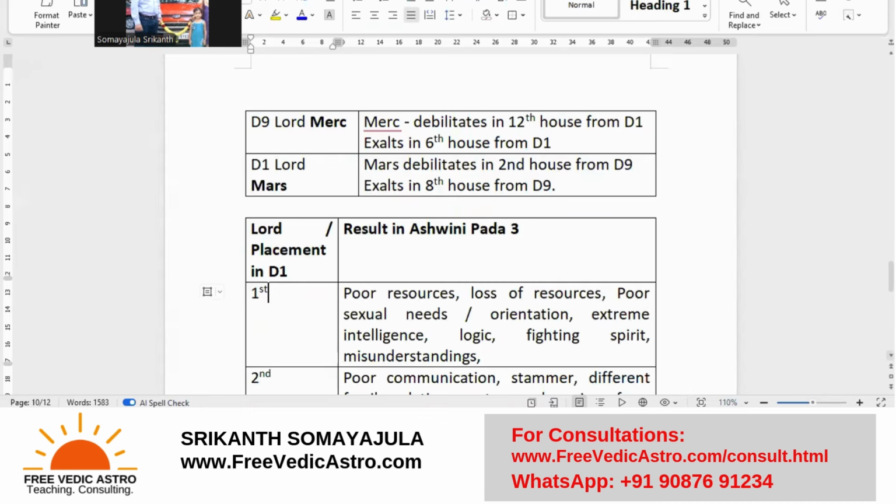Now, poor resources, loss of resources, poor sexual orientation or poor sexual needs can mean a lot of things. The person doesn't have any libido, not interested in sexual activities. Is this a bad thing or a good thing? There are two ways of looking at it. If you're looking at a nun, a renunciate or a saint or anybody of that sort, Peethadipati, etc., they renounce sexual intercourse. So not having a sexual libido is a great thing for them. It's a blessing for them.